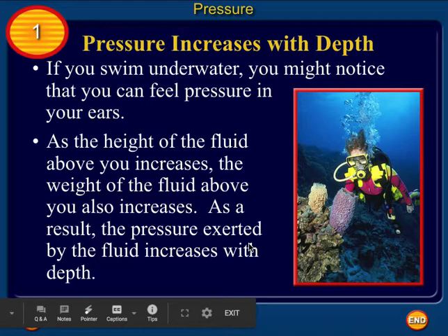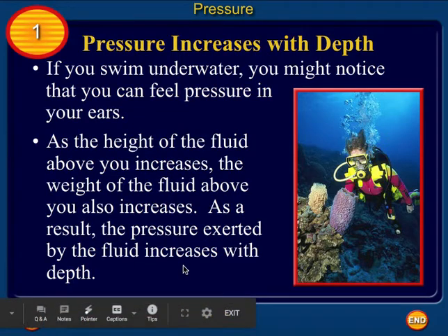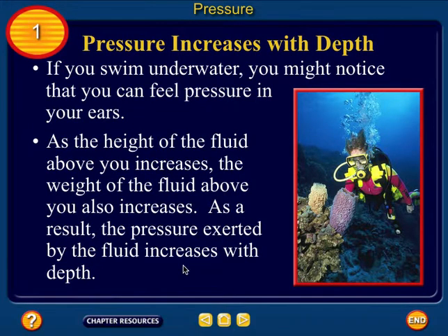As the height of the fluid above you increases, the weight of the fluid above you also increases. As a result, the pressure exerted by the fluid increases with depth. So as you are down at this 50-meter range, in my experience, you can't just go zooming up to the surface, because at the 50-meter depth range, all that air has been compacted and pressurized into a small area. If you go up too fast, that air expands because there's less pressure, and it can damage your lungs and your airways. It's called the bends if you do that while you're scuba diving.